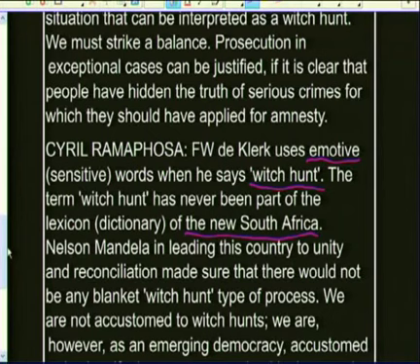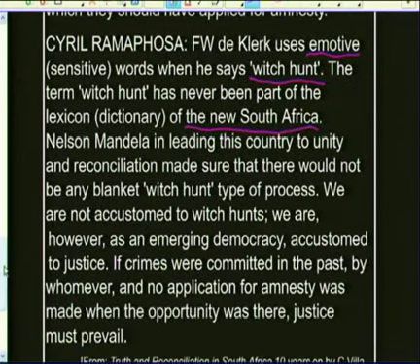Nelson Mandela, in leading this country to unity and reconciliation, made sure that there would not be any blanket witch hunt type of process. We are not accustomed to witch hunts. We are, however, as an emerging democracy, accustomed to justice.